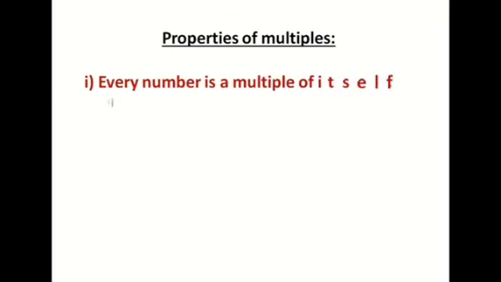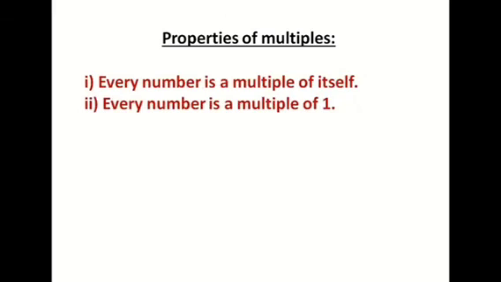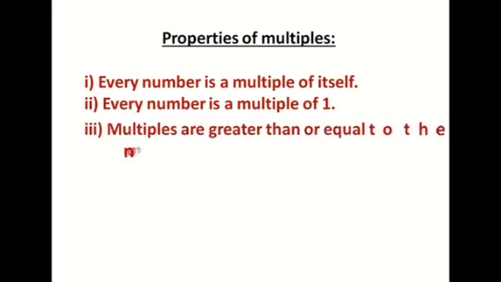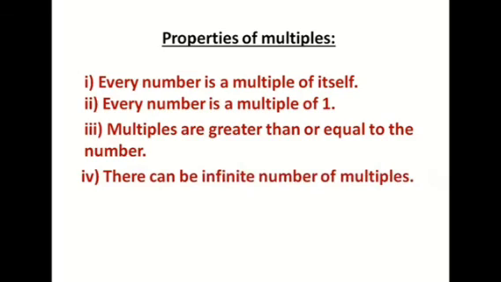Now as a whole, look at the properties of multiples. I have discussed them already. The first point is every number is a multiple of itself. Second, every number is a multiple of 1. Third, multiples are greater than or equal to the number. And the fourth, there can be an infinite number of multiples. Please note these properties, these are very important.